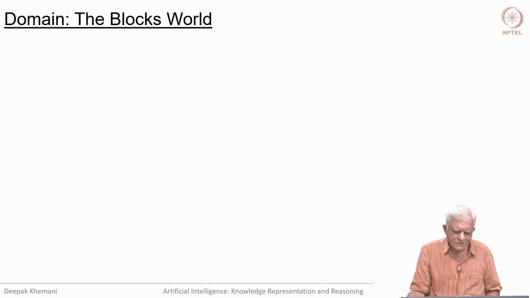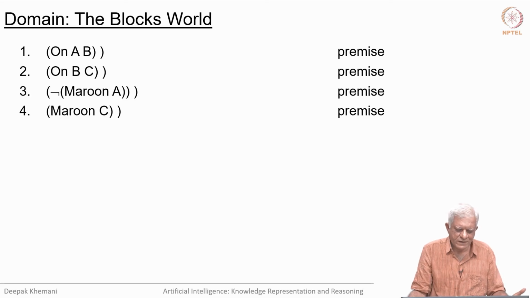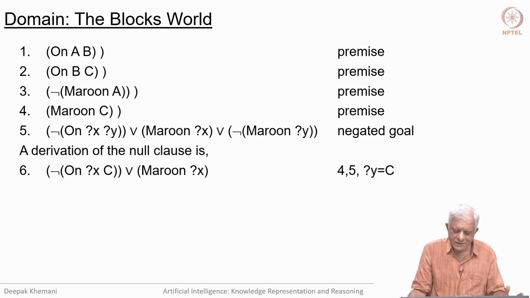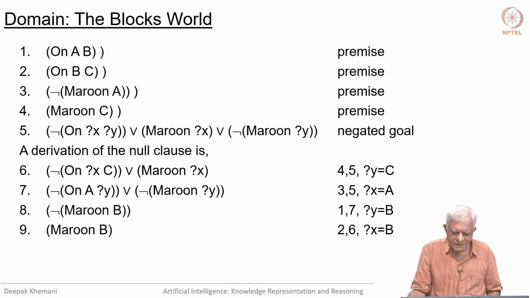The same proof, if you read it in the Blocks world domain, you can now read it as on A B, on B C, not maroon A, not maroon C. Show that there is an x and y such that x is maroon and y is not maroon and x is on y. That is a negated goal, sorry.